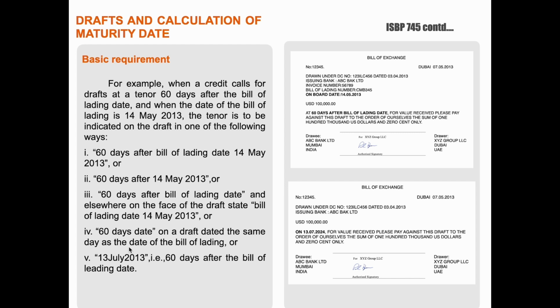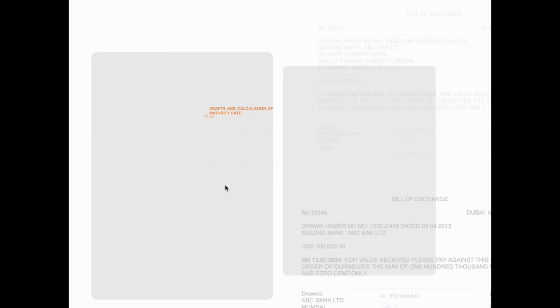And the last method is they can mention simply the maturity date, like 13th July 2013, that is 60 days after the bill of lading date, like this: on 13th July for value received. So here directly the maturity date is mentioned instead of mentioning the bill of lading date or anything different, right? In any of these ways the bill of exchange should indicate the tenor, right?